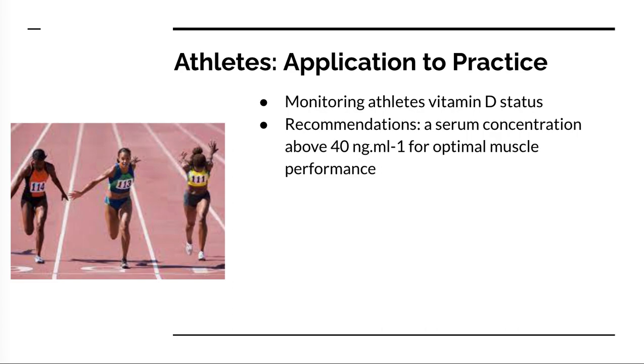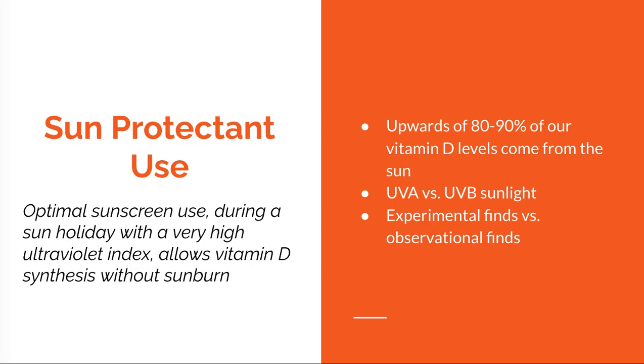If serum levels fall below 20 nanograms per milliliter, start a supplement at a sufficient dosage of at least 2,000 international units per day for 8 to 12 weeks or until levels are normalized. The next subgroup was people who use a lot of sunscreen. Upwards of 80 to 90% of our vitamin D levels come from sun-controlled cutaneous production of the vitamin.